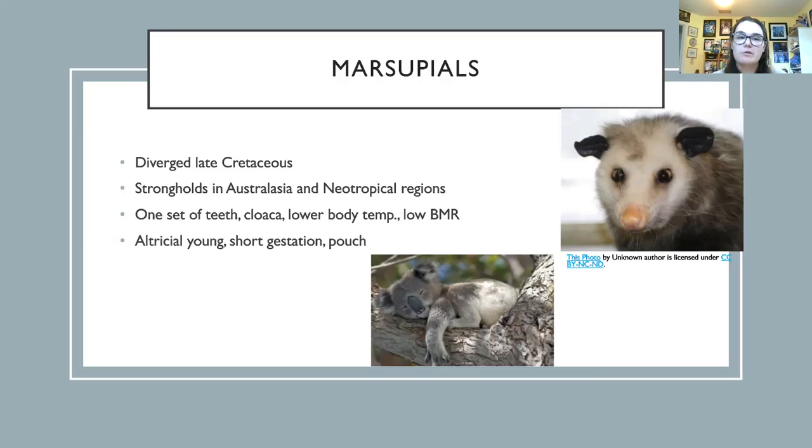They also have a cloaca like monotremes, but they have a lower body temperature and a lower basal metabolic rate compared to placentals. So their body temperature is around 35 degrees Celsius. And for reproduction, they have very underdeveloped young because they have such a short gestation period. These guys, however, do have a pouch that houses the young as they're developing.